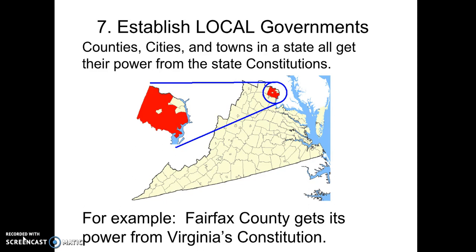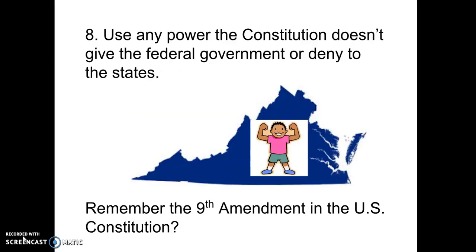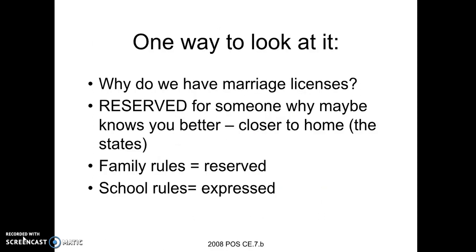Counties, cities, and towns in a state all get their power from the state constitutions. For example, Fairfax County gets power from Virginia's constitution. We have a charter from the Virginia General Assembly that says how we conduct our government in Fairfax County. So, states also use any power the Constitution doesn't give the federal government or deny the states. That's what the Ninth Amendment is about, that the states get to keep all the rights that are not specifically stated for the national government.